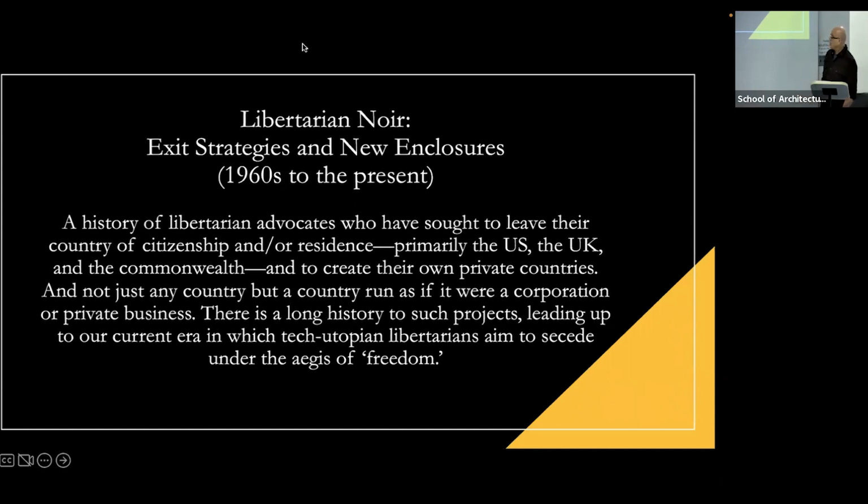Libertarian Noir, exit strategies and new enclosures. This is work I've been doing that's a history of libertarian advocates. I'll explain what I mean by libertarian in a second, also by exit. But advocates who have sought to leave their country's citizenship and or residence, primarily the US, the UK, and the Commonwealth. These are where a lot of these folks are coming from, but not entirely, and to create their own private countries. Not just any country, but a country that's run as if it were a corporation or private business. And so there's a kind of tension here in these projects.